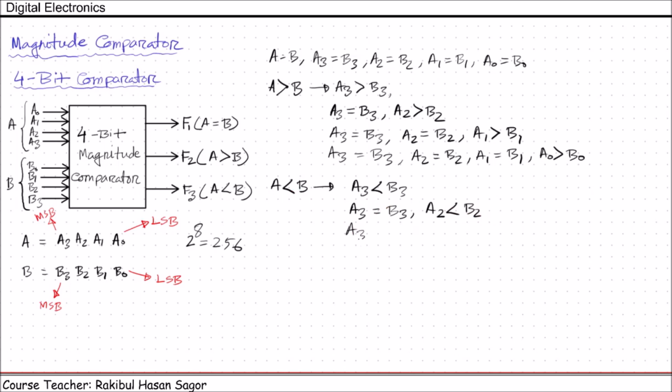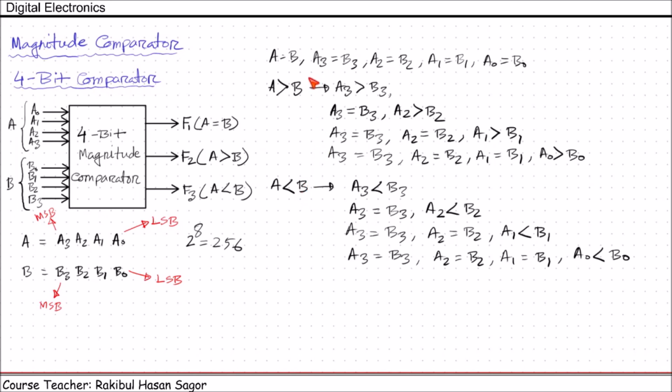Next, if A3 equals B3, A2 equals B2, then if A1 is less than B1, we do not need to check the least significant bit. We can say B is greater than A. Finally, if A3 equals B3, A2 equals B2, A1 equals B1, then if A0 is less than B0, we can say A is less than B.